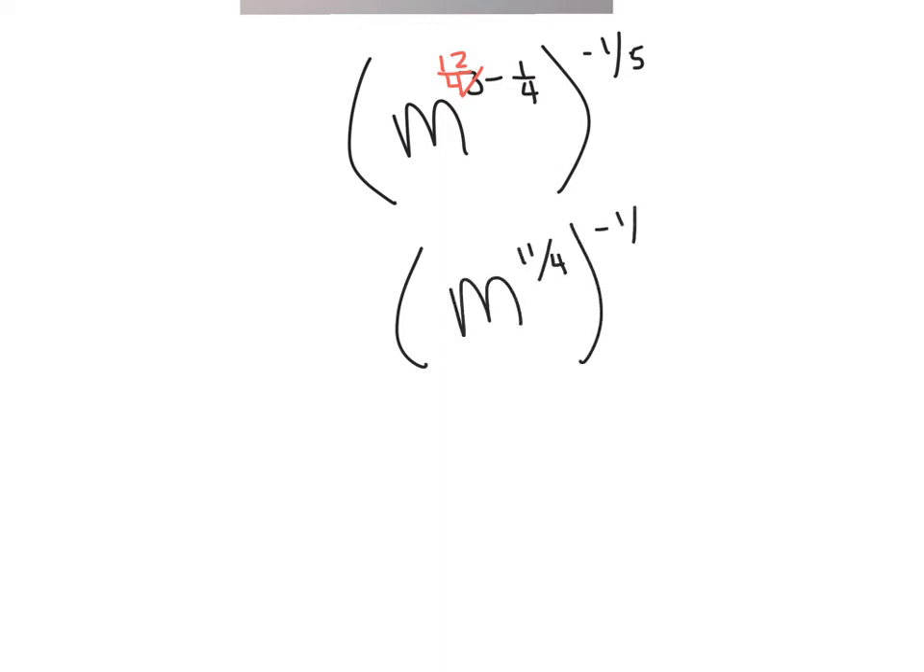Now I'm going to raise that to the negative 1/5. I'm going to reach into my toolbox and pull out what we call the power property. And what I want to do is multiply these two powers together.